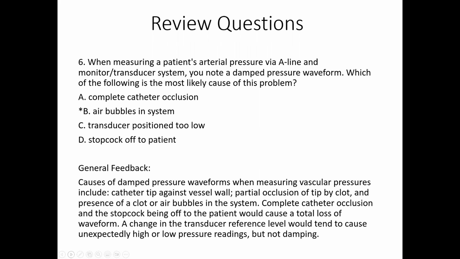Feedback. Causes of a damped pressure waveform when measuring vascular pressures include the catheter tip against the vessel wall, partial occlusion of the tip by a clot, and presence of a clot or air bubble in the system. Complete catheter occlusion and stopcock being off to the patient would cause a total loss of waveform. That's not the case here. That's what they're getting at here. A change in the transducer reference level would tend to cause unexpectedly high or low pressure readings.